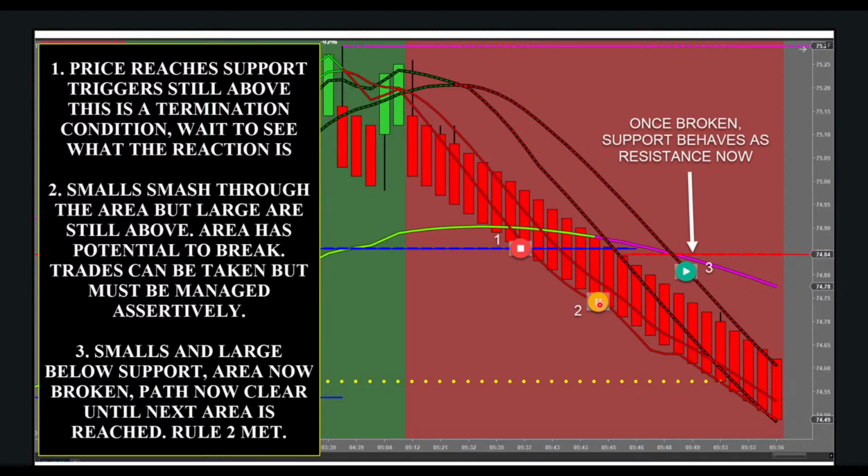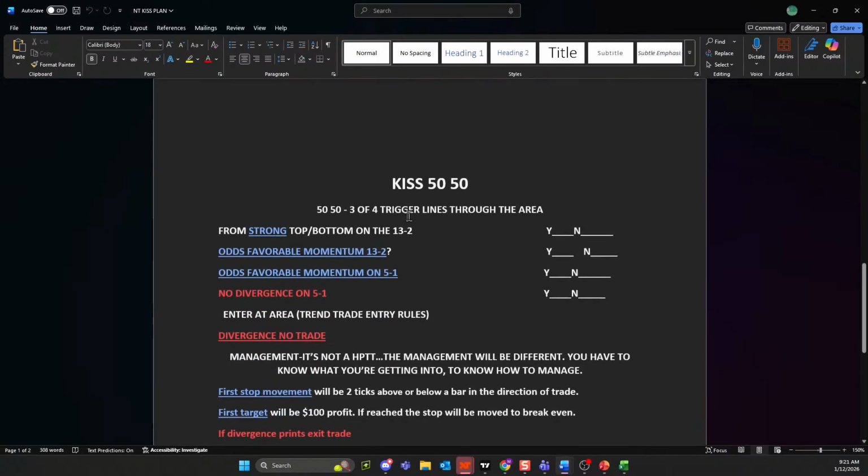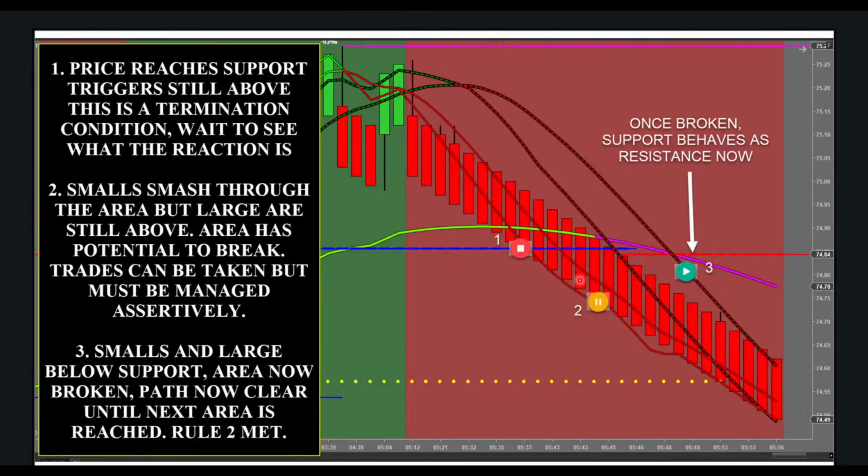Number 2 here, the small triggers have absolutely smashed through the area. The large triggers have remained above. Because of the momentum, 50% of the triggers are through the area, 50% are not. This area does have the potential to break, but it's only the potential. This is the second trade on the plan that I give you. That potential to break, if you find entry rules met, must be managed assertively because it is only potential.